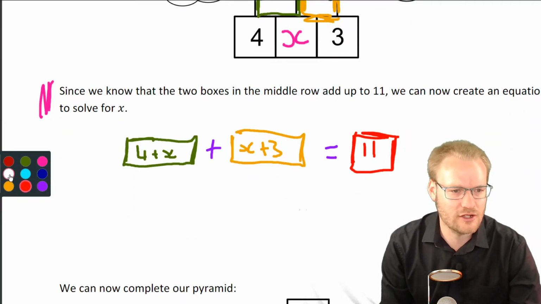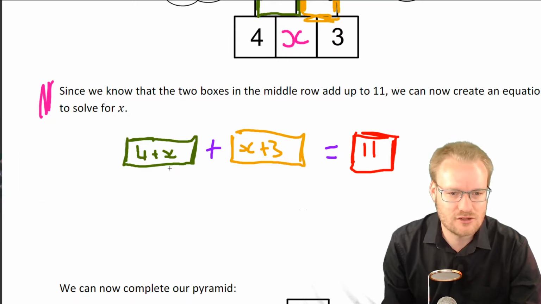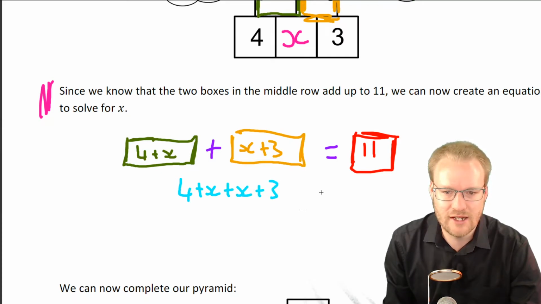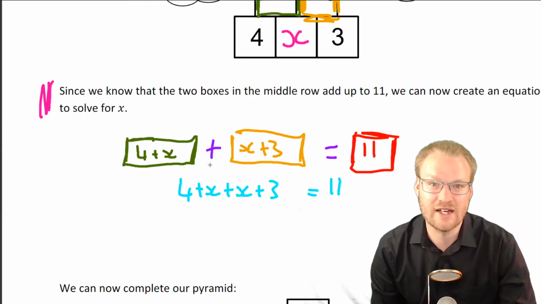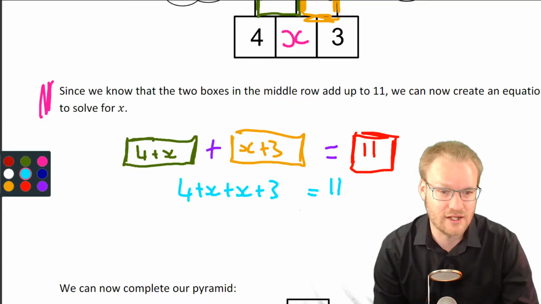So in other words, we've got a nice equation here. So let's write it without the blocks part and go. So we've got 4 plus x plus 3 equals 11. I think it's useful simplifying this left-hand side before doing anything else.